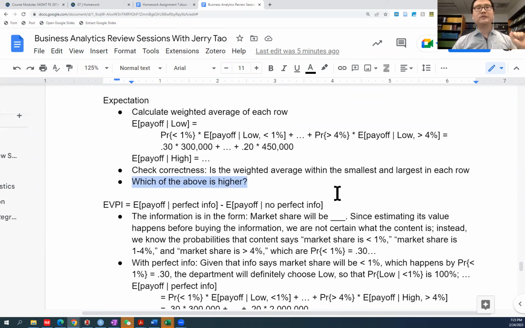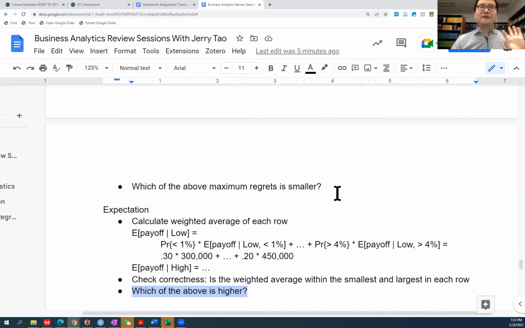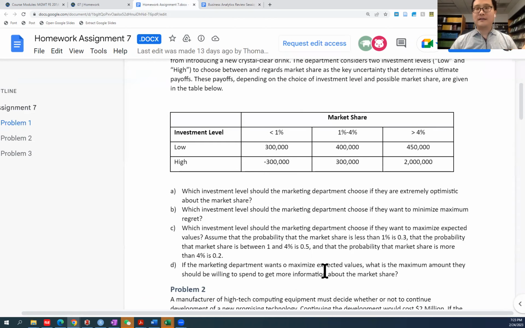Given that, we would work on part D about expected value of information. So before that, just take a small break and consider what it means by the value of information. The question here asks us that the purpose of the department is to maximize expected value, right? Then there's also the maximum amount of willingness to pay for information about the market share.